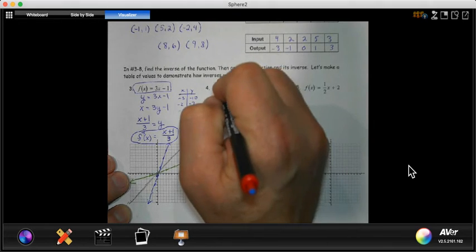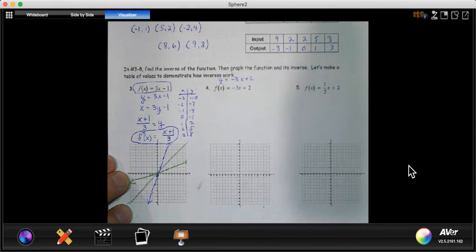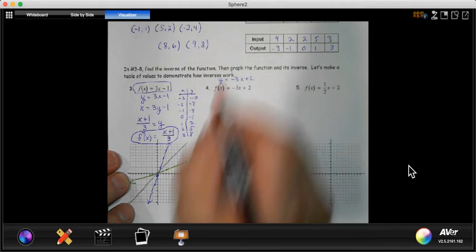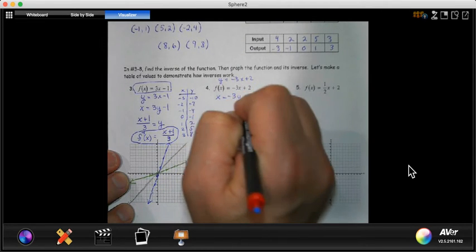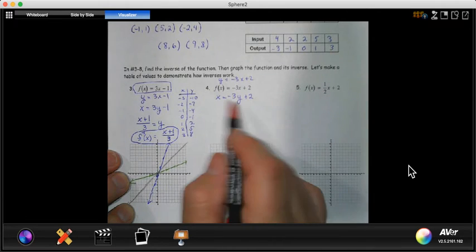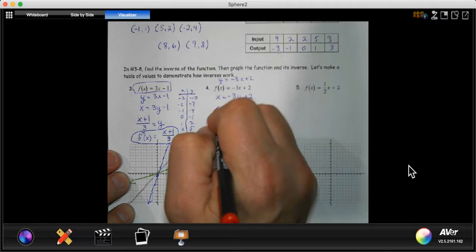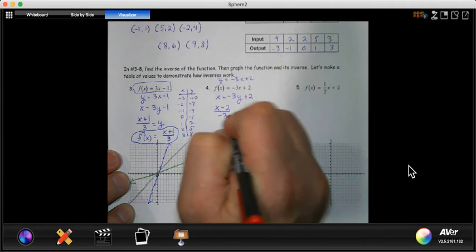I'm going to start up top here so I have a little bit more room. So negative 3x plus 2. I'm going to replace the f of x with a y. Then I'm going to switch the x and the y. So x equals negative 3y plus 2. And then it looks like I'm going to minus 2 and then divide by negative 3. So I'm going to minus 2 and then divide everything by negative 3.